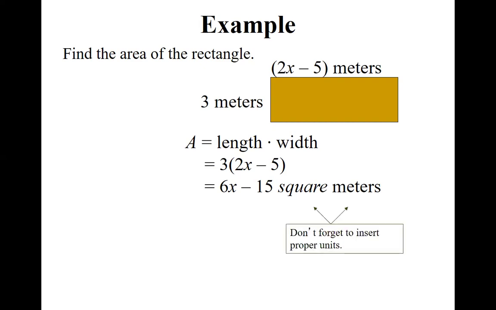And recall that the units here are square meters, because meters times meters are square meters. Remember, area is the stuff inside. And the stuff inside are how many squares that are 1 meter by 1 meter can we fit in there. And that is it for this topic.